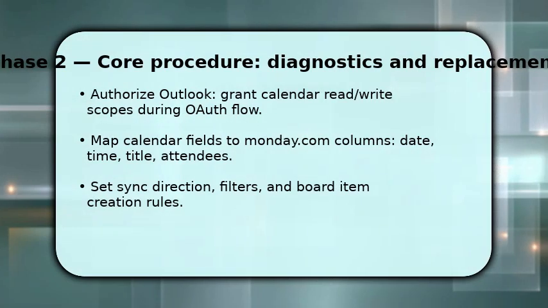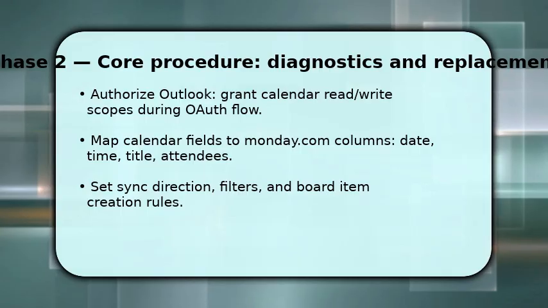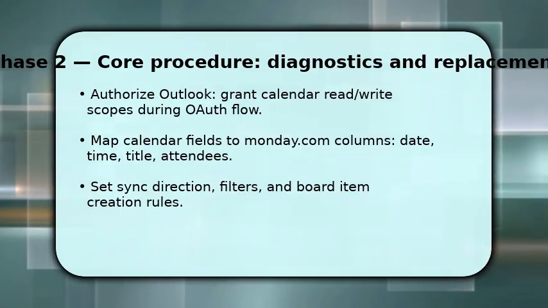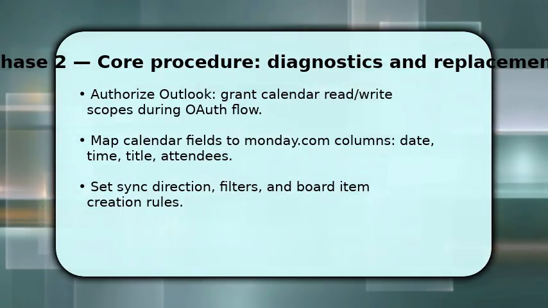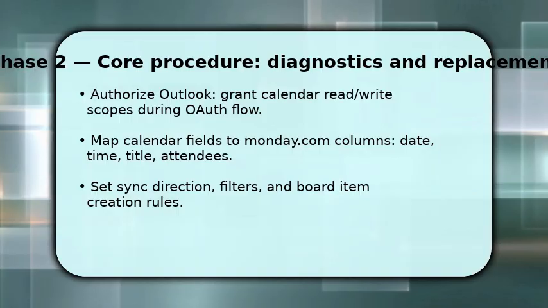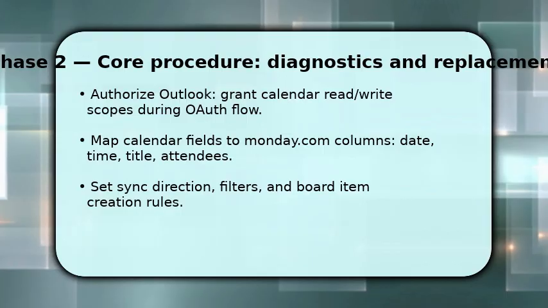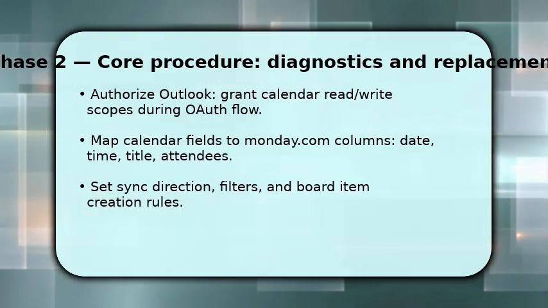Now connect Outlook through the OAuth flow and grant the requested calendar scopes, read, write, and events so Monday.com can create and update items. Once authorized, map Outlook fields to Monday.com columns: event title to name, start/end to date column, and attendees to people column, because correct mapping prevents data loss.